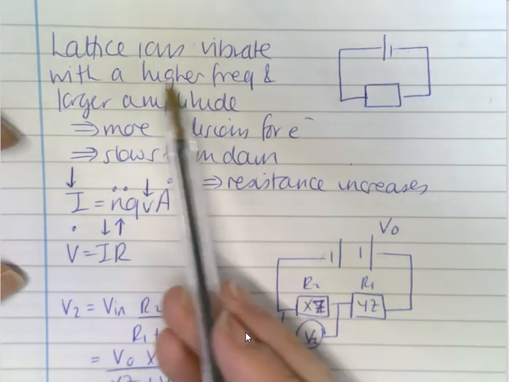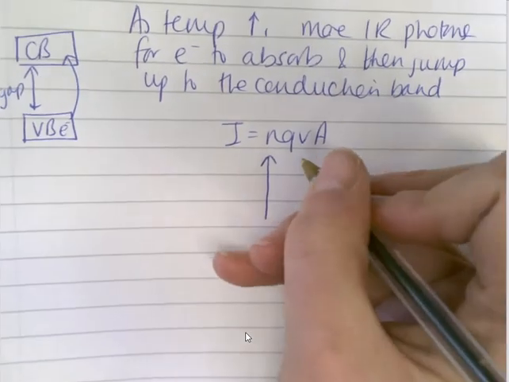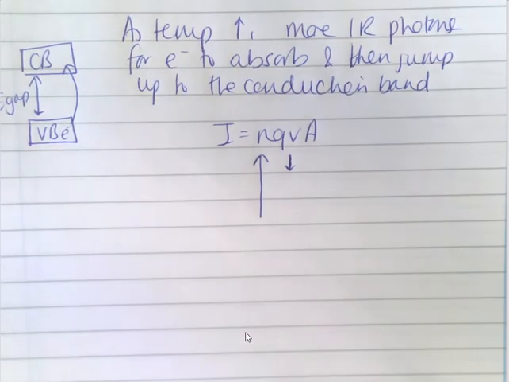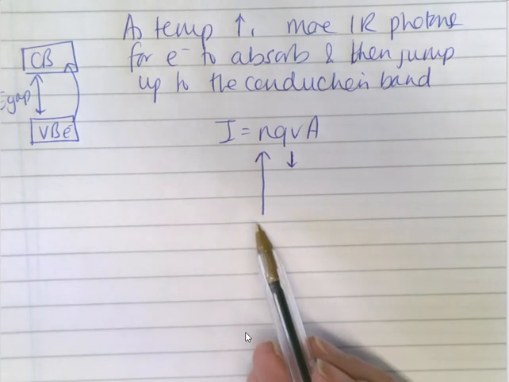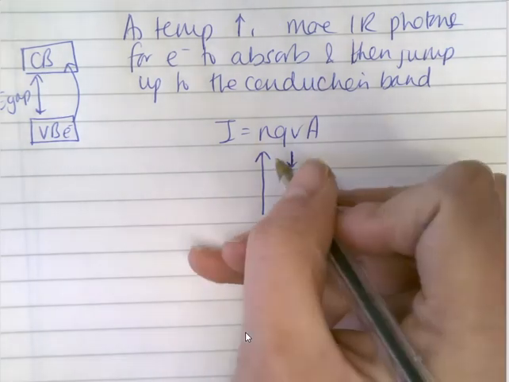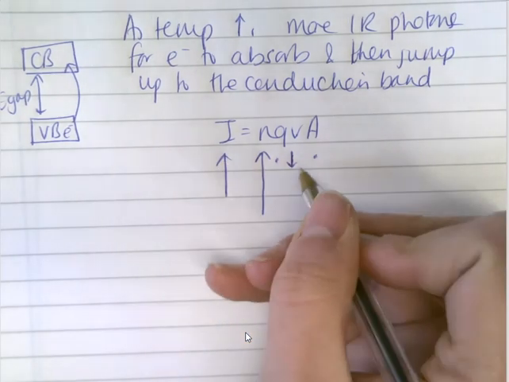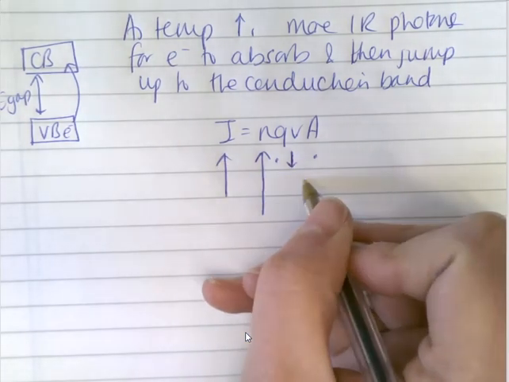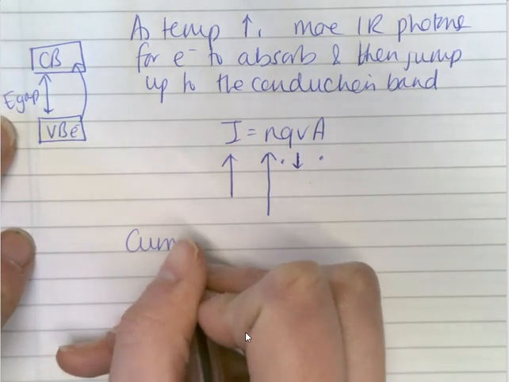Now we know from the last question that when we heat things up, the lattice ions vibrate with a higher frequency and larger amplitude, which means more collisions, which slows down the electrons. And that still happens here. However, the comparative size of the slowdown of the electrons compared to the massive, massive jump you get in terms of the number of electrons now free to conduct means that overall Q and A are staying the same. The current is going to increase because this far outweighs this.